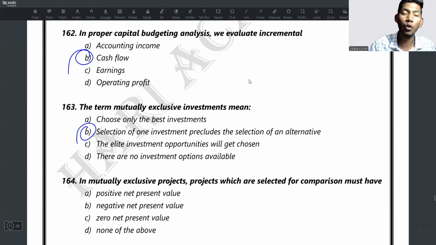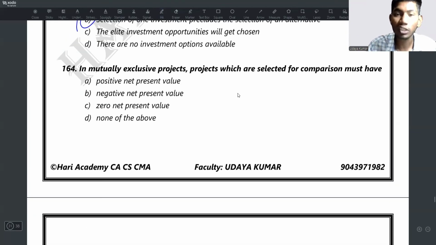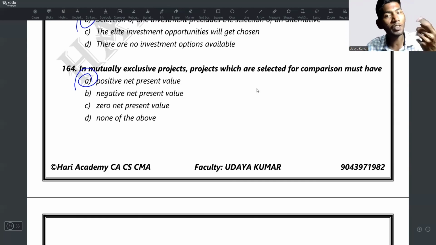Moving to question 164. In mutually exclusive projects, projects which are selected for comparison must have positive NPV. Then only you can compare, right? Because when comparing mutually exclusive projects, only projects with a positive NPV are considered, as these add value to the firm. So projects with negative NPV should be excluded since they do not meet the profitability criteria, right?